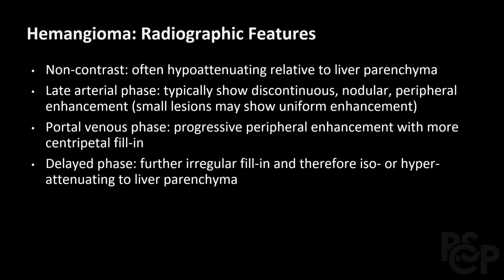Hemangiomas during the non-contrast phase are often hypoattenuating relative to liver parenchyma. During the late arterial phase, they typically show discontinuous nodular peripheral enhancement. During the portal venous phase, they demonstrate progressive peripheral enhancement with more centripetal fill-in. During the delayed phase of imaging, they further irregularly fill in and therefore are iso or hyperattenuating to liver parenchyma.